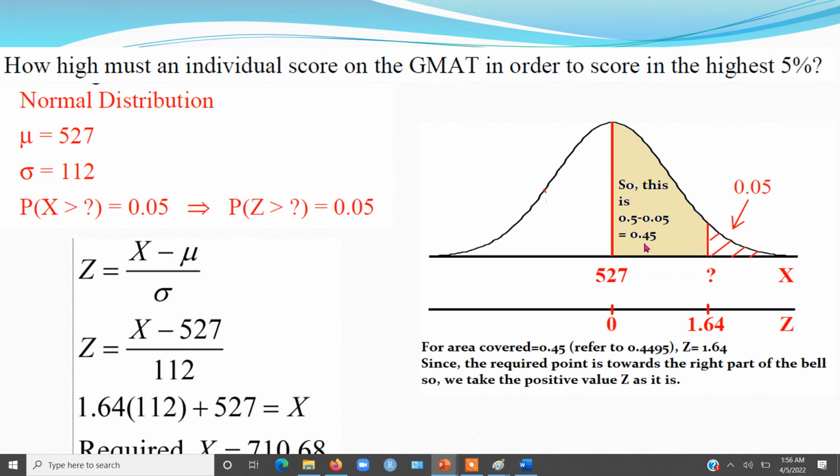So now I'm going to read the table for 0.45. What's so special about this part of the question is, here I know the probability, and I'm going to compute the required x value, which is shown here as a question mark. So how am I going to do it?